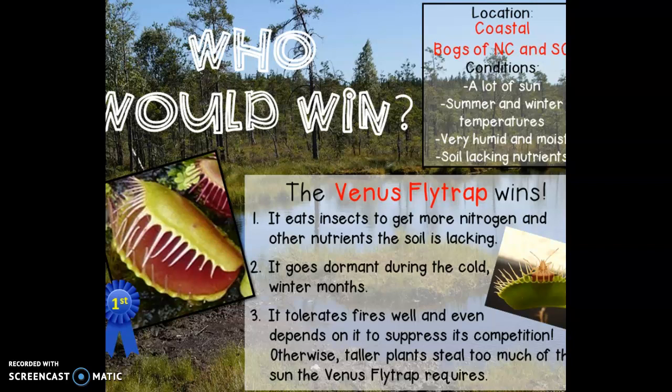It is carnivorous. It eats insects to get more nitrogen because the soil lacks nutrients. It goes dormant during the cold and winter months. It tolerates the heat and fire as well.